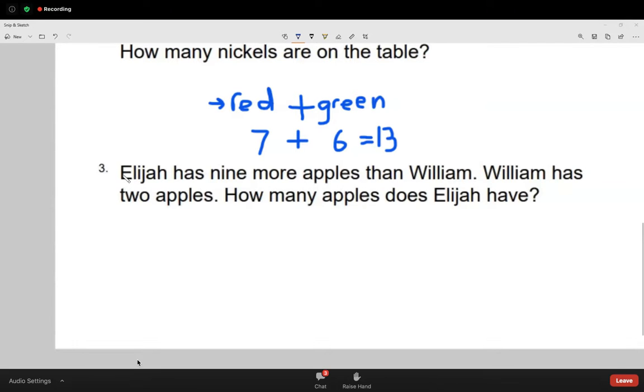So do you want to read this out loud for us, or do you want me to read it? Can you read? That's okay. I'm happy to read it. So Elijah has 9 more apples than William. William has 2 apples. Elijah has 9 more apples than William.